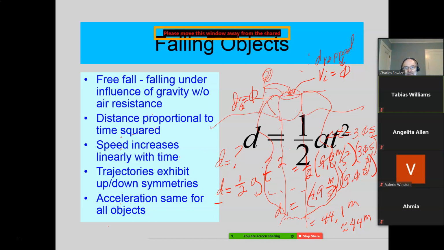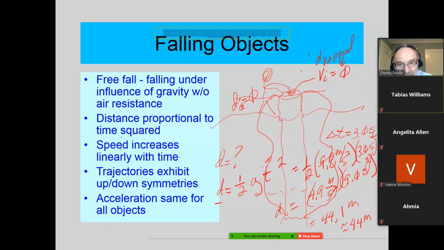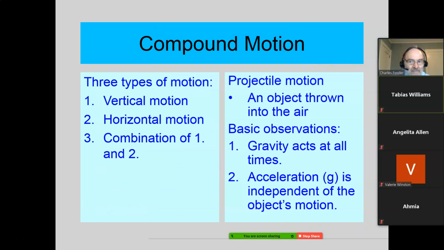Now when we get to compound motion, don't fire a gun anywhere up in the air unless you know there is nobody in its trajectory that it can hit. We'll get to it later. But it's, to me, a very important point. Okay? So let's get to compound motion.